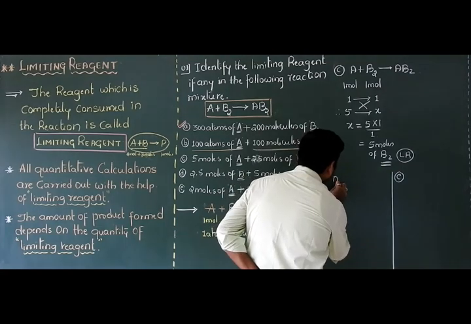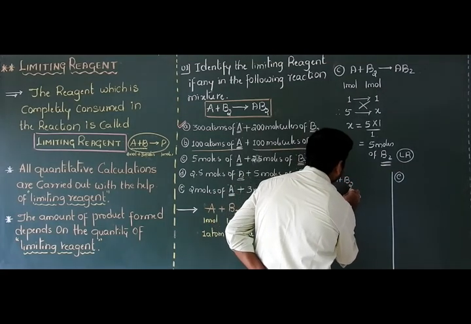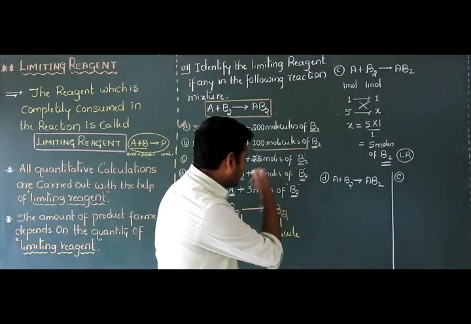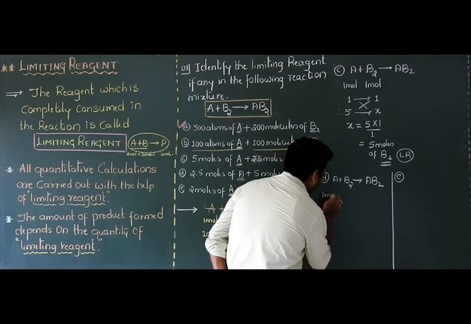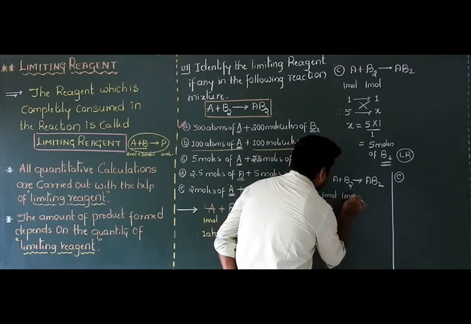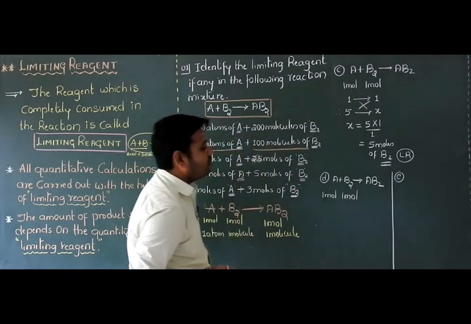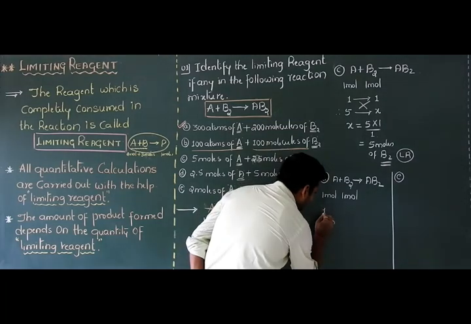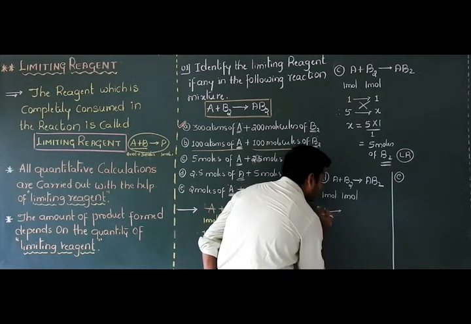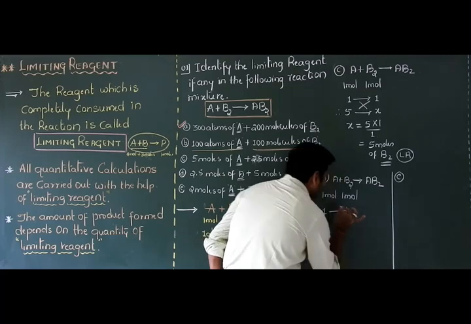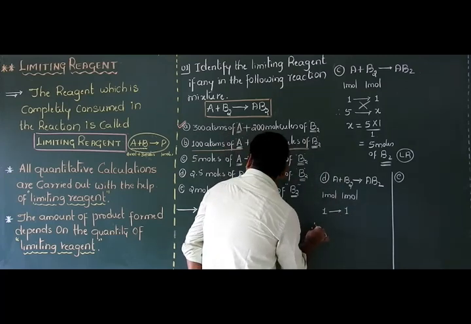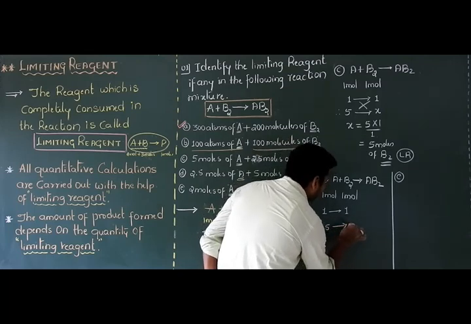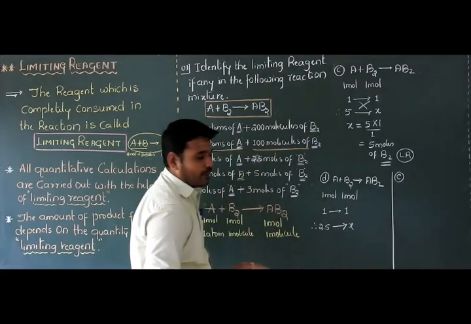Before solving this fourth problem, once again write the reaction: A plus B2, and the product is AB2. And you write the general explanation according to the balanced chemical equation. 1 mole of atom A combines with 1 mole of molecule B2. So now, according to the balanced chemical equation, 1 mole of reactant A combines with 1 mole of reactant B2. So therefore, 2.5 moles of reactant A react with X moles of reactant B.